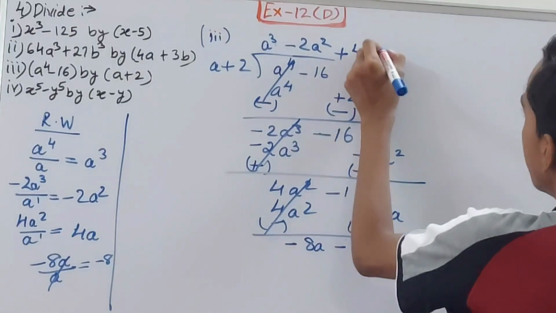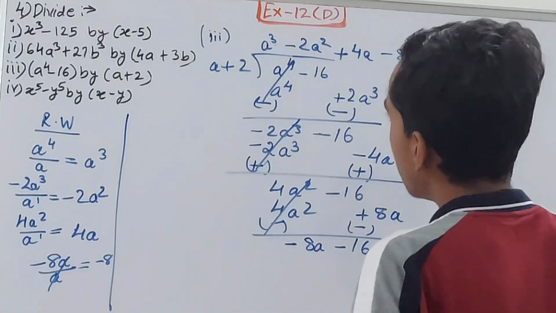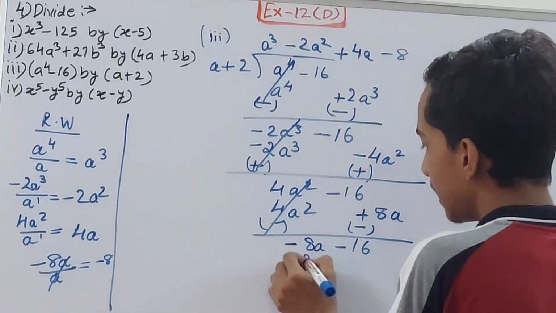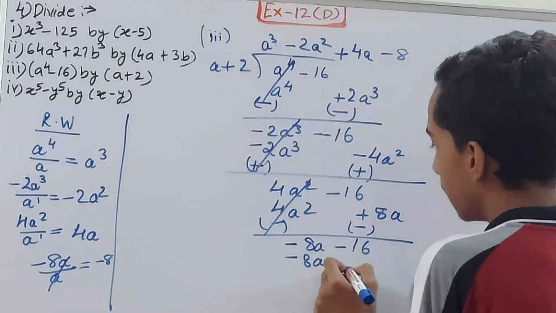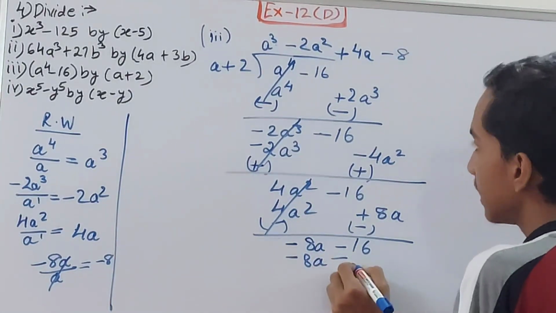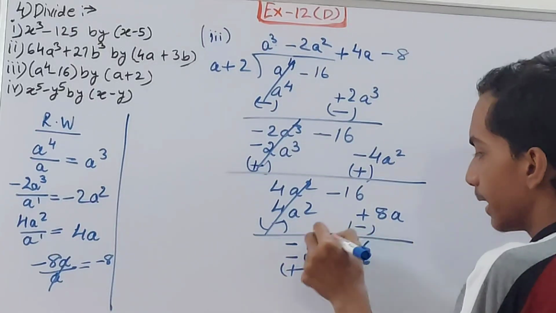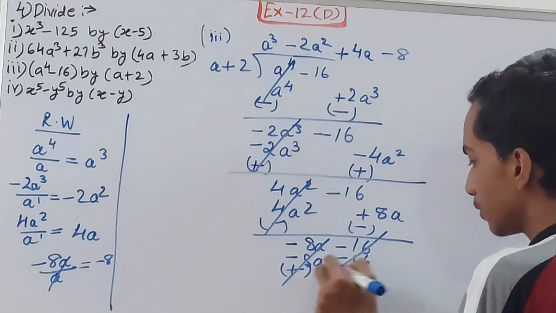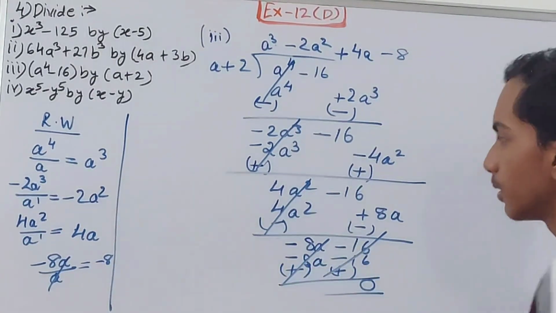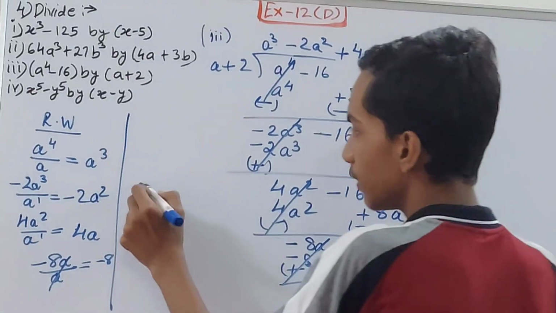So here we will have minus 8. Minus 8 into a, minus 8a, and then minus 8 into plus 2, so minus 16. Change the sign, plus, plus, this will also cancel, this will also cancel, so you are left with 0. And your answer is done, your question is solved.